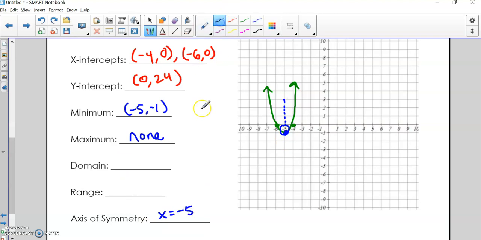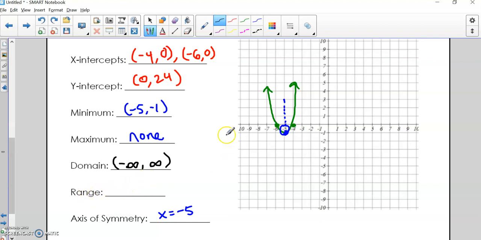All right, so domain, you can see that if this graph went on forever and ever, it goes in the left and right directions forever. So -infinity to infinity. And if you hear yelling in the background, I'm very sorry. My roommate is being loud.